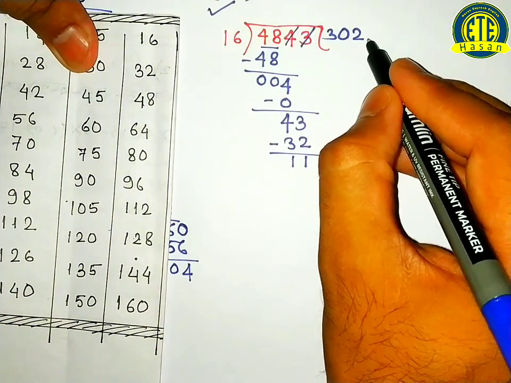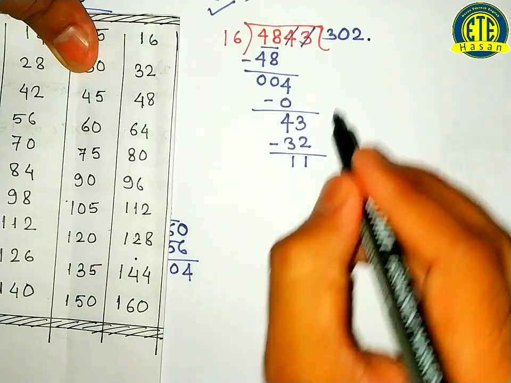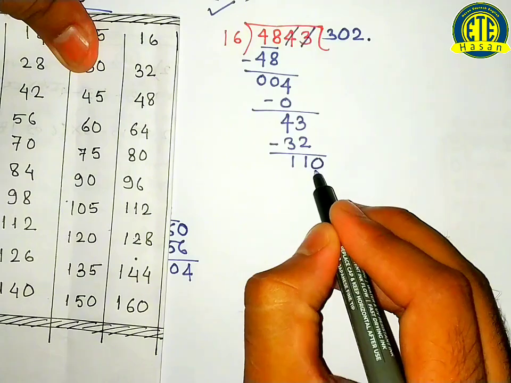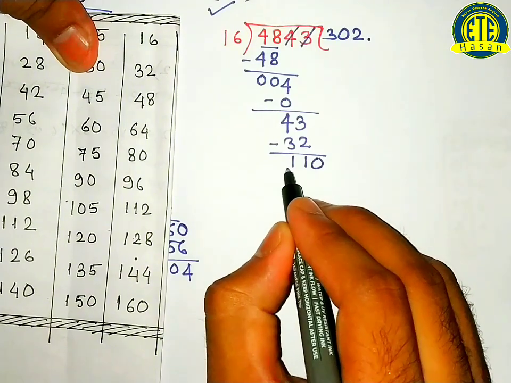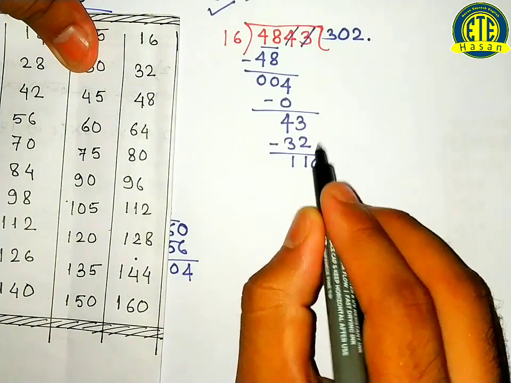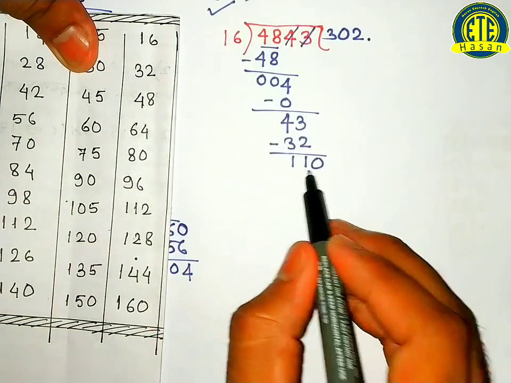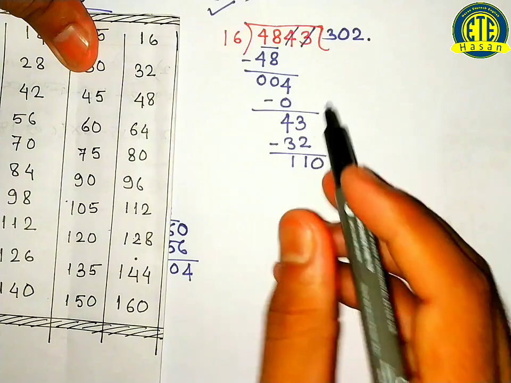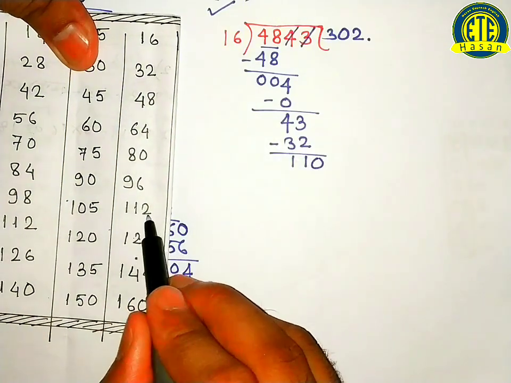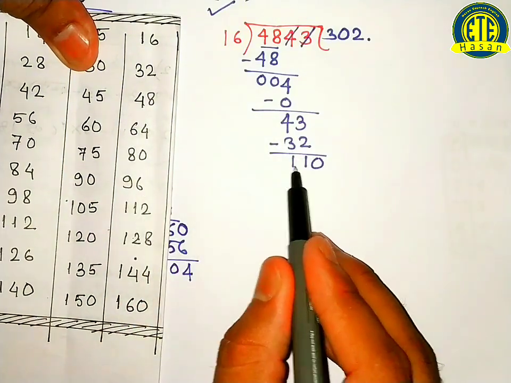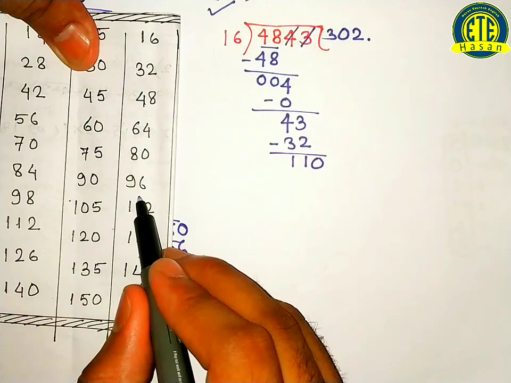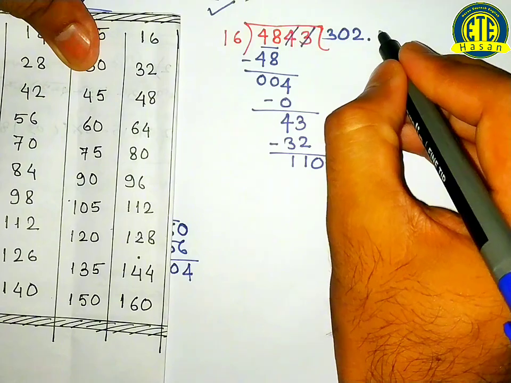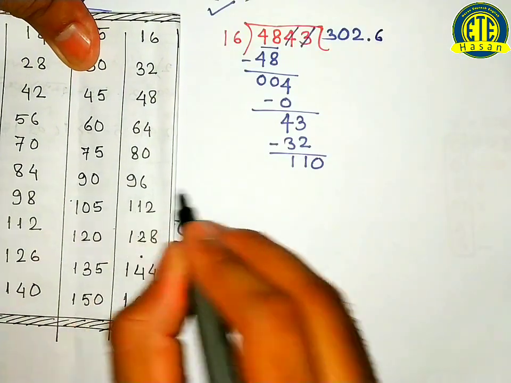So put here 1 decimal point. Once I put a decimal point here, I will get a 0 here. After putting 0, what do we get? 110. Now count 16 up to 110 or below 110. Okay, here is the 112, 96. 110 lies here, so we have to count up to 96. 1 2 3 4 5 6. 6 times I will count. After counting 6 times I will get 96.